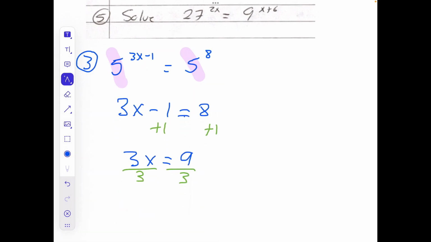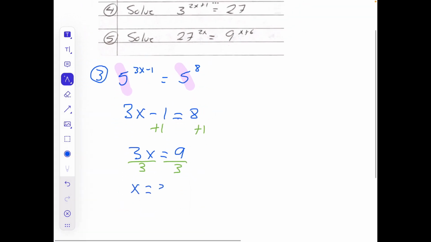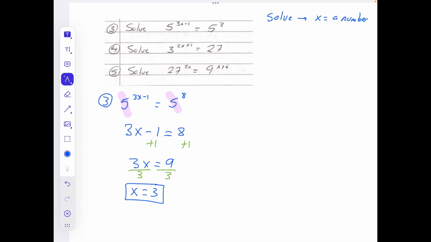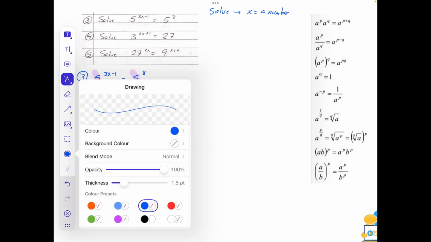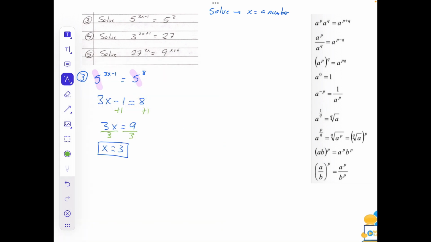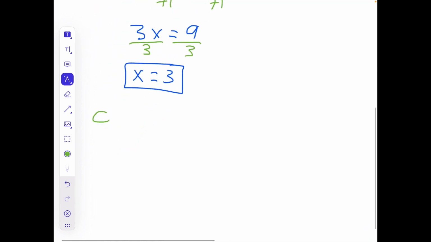So that will leave us with x is equal to 3 as our answer. Remember the question said solve, so we want x equal to a number. We get x is equal to 3. Okay, again, I'm not going to do this for all the questions now, but we are going to just check our work here. We'll check them for a few.